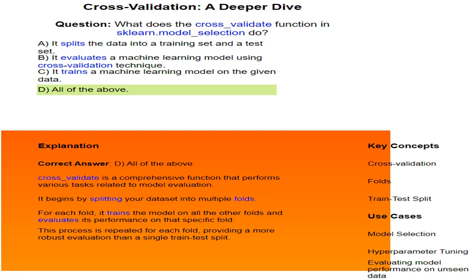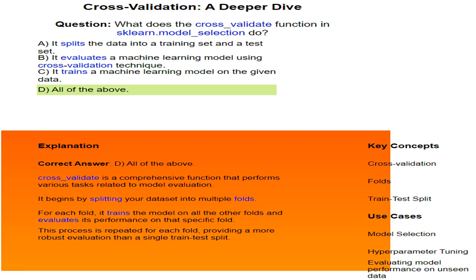It splits the data into a training set and a test set. This is partially correct. Cross-validate does involve splitting the data, but it splits it into multiple folds for cross-validation, not just a single train test split. It begins by splitting your dataset into multiple folds. It evaluates a machine learning model using cross-validation technique.